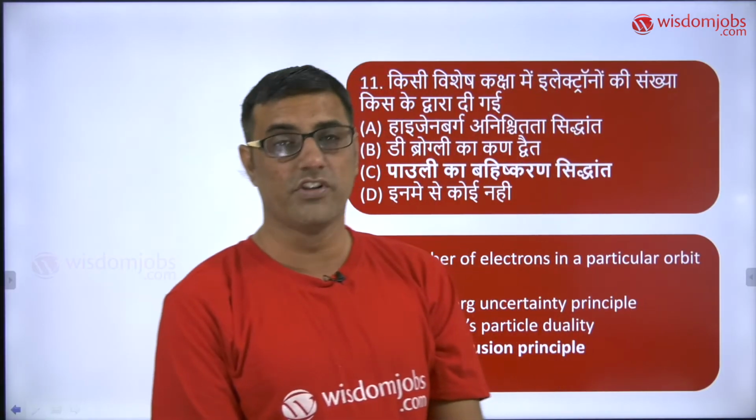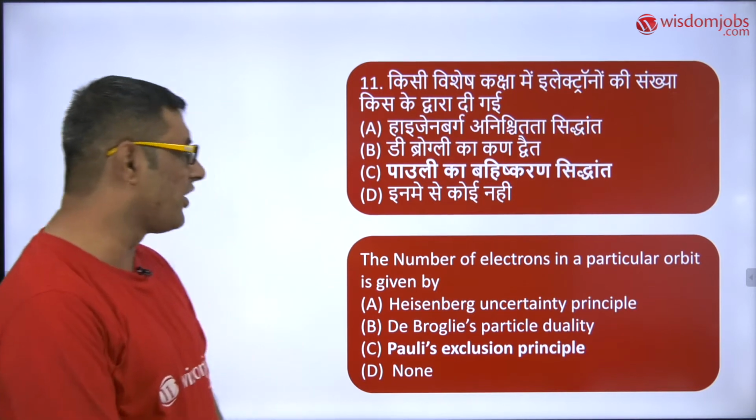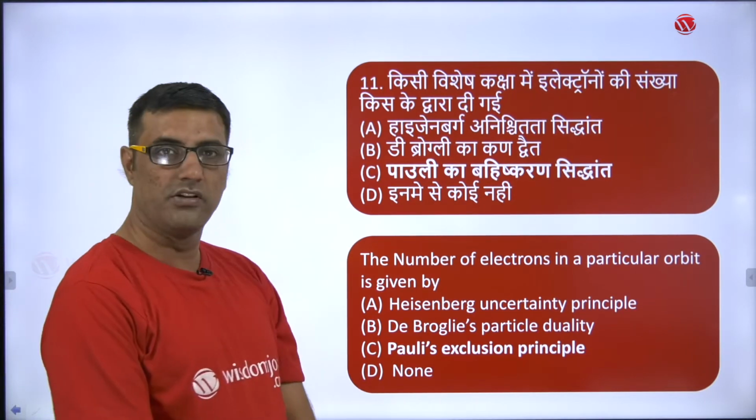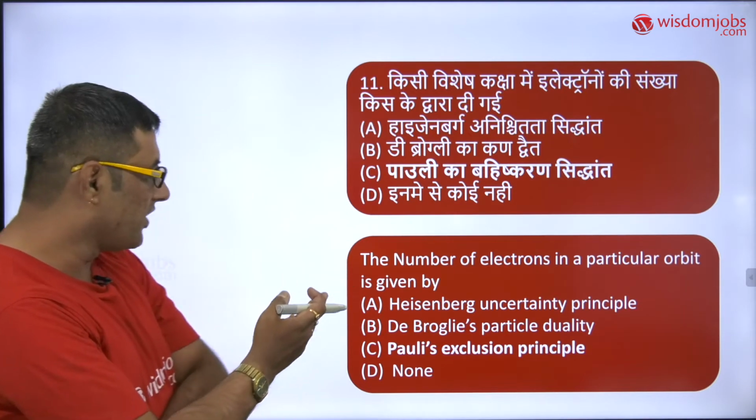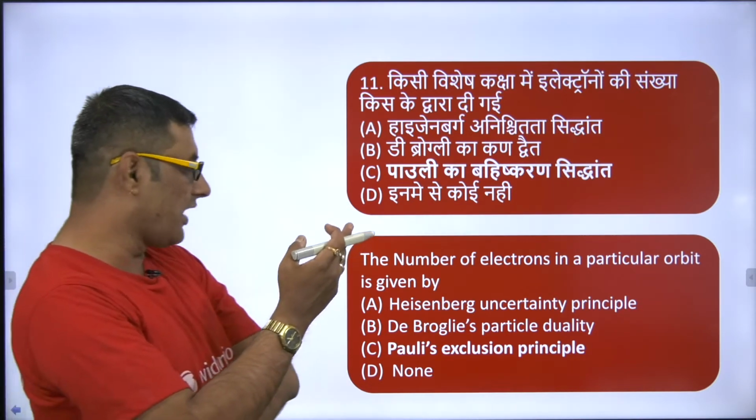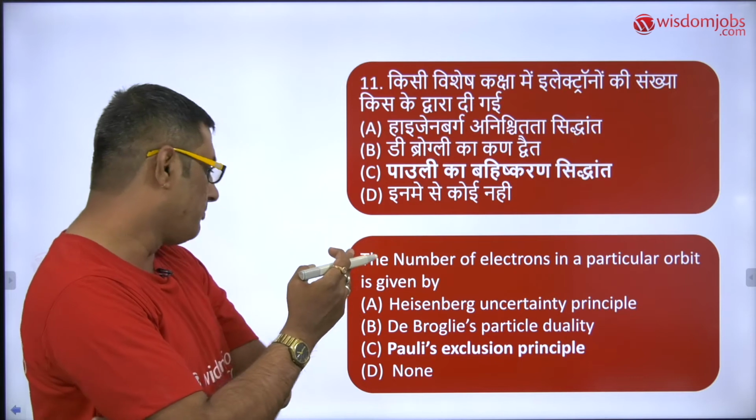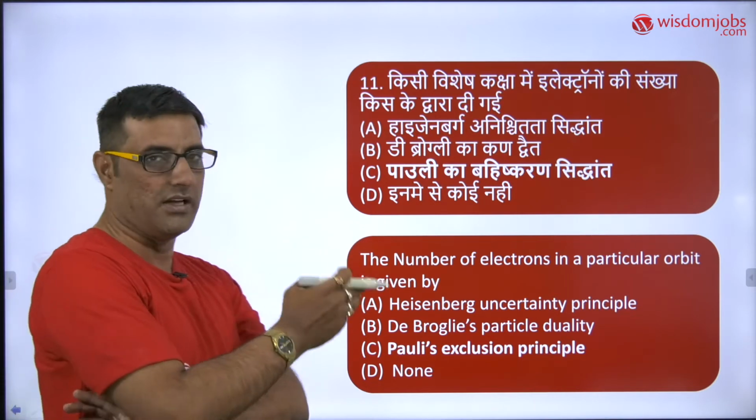The question for this video is: the number of electrons in a particular orbit is given by which theory? The options are: Heisenberg's uncertainty principle, de Broglie's particle duality, Pauli's exclusion principle, and none.